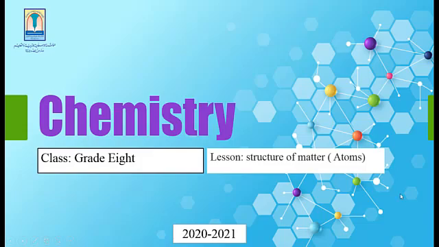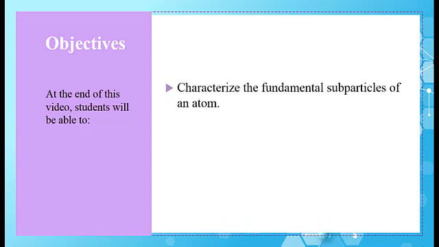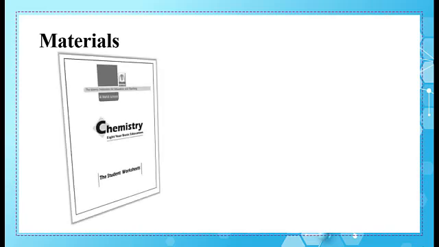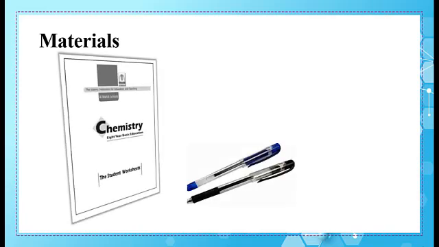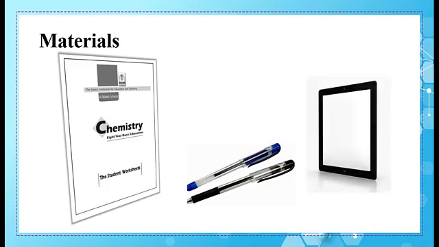Today we will continue our lesson, Structure of Matter, Part 2. At the end of this video, you will be able to characterize the fundamental subparticles of an atom and infer that an atom is neutral. The materials required from you are your worksheet, your tablet, and a pen. Please make sure you are sitting in a quiet room and you have your worksheet with you, opened on lesson 2.